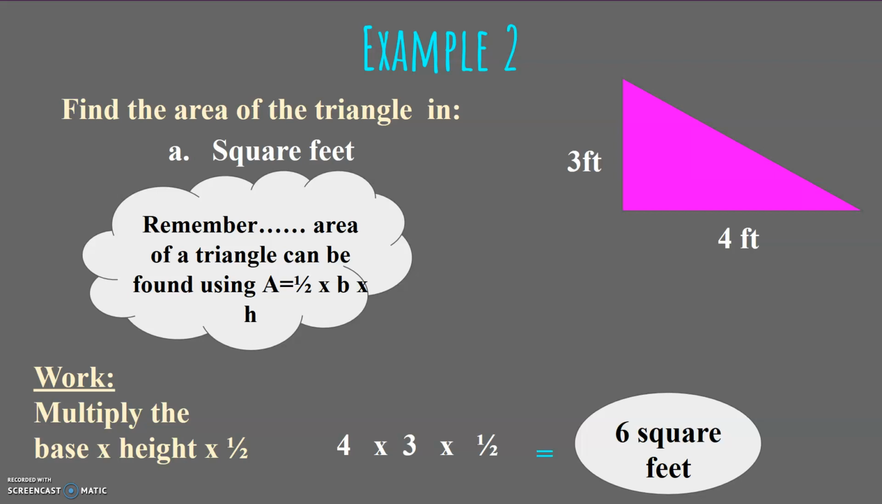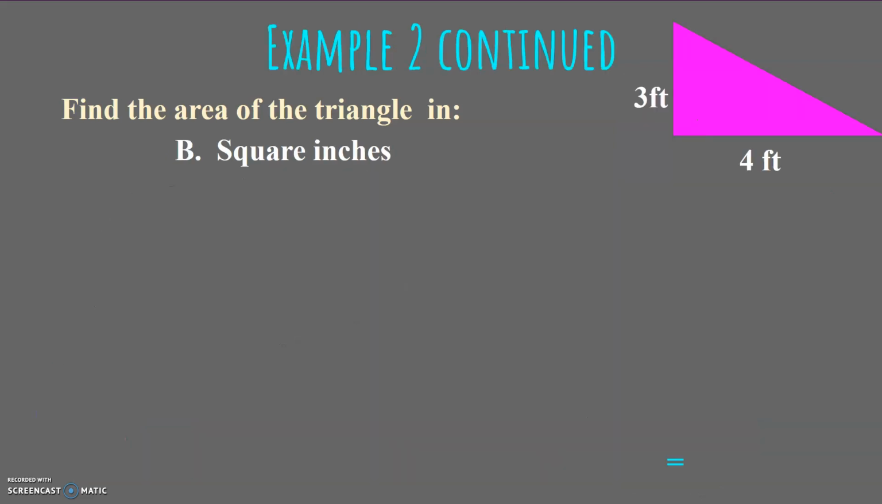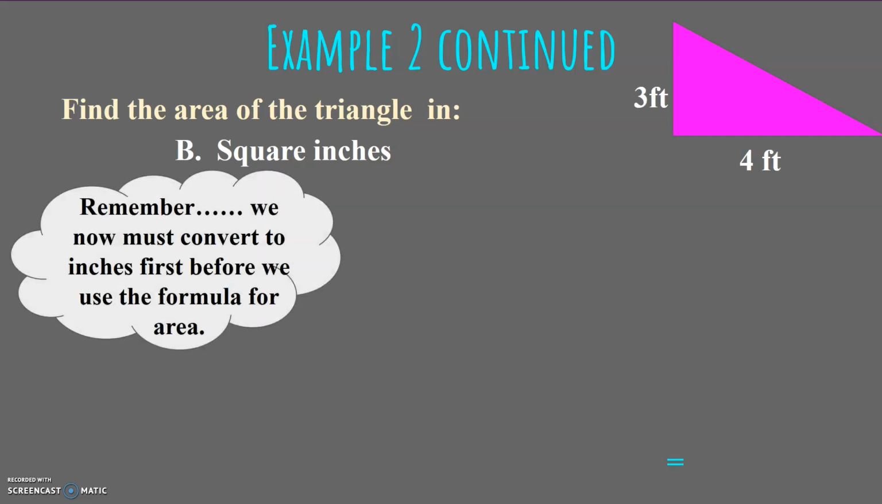All right, now we want to find the area of that triangle in square inches. Now, in this case, we need to convert to inches before we find the area. This is doubly important for area. With perimeter, you can sort of get away with converting your perimeter once you've found it in the one unit. But in area, you cannot. And we'll get to that a little bit later on in example 3.